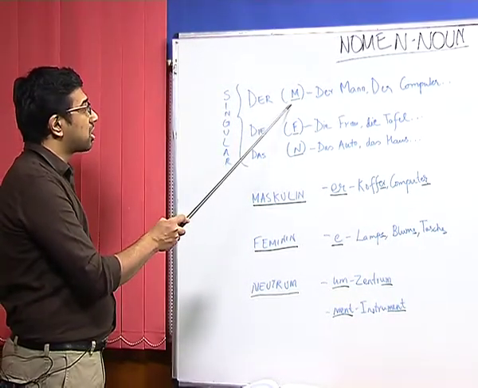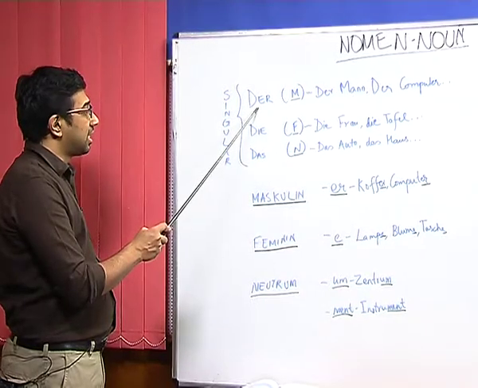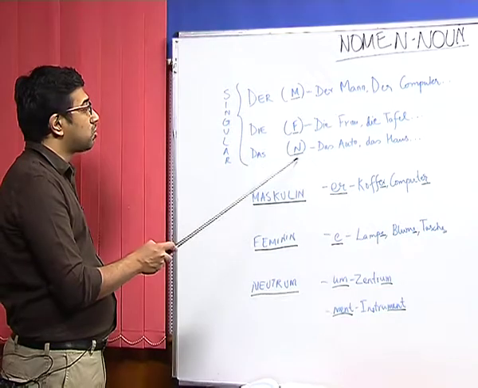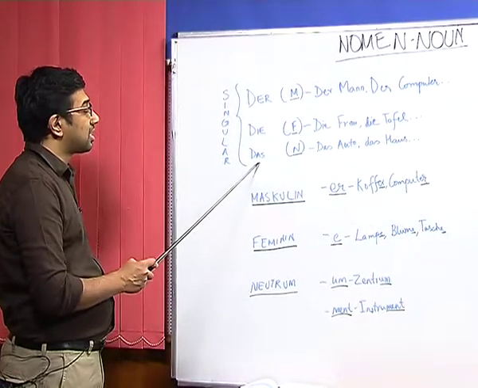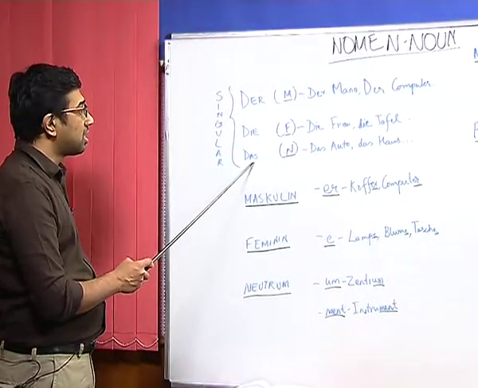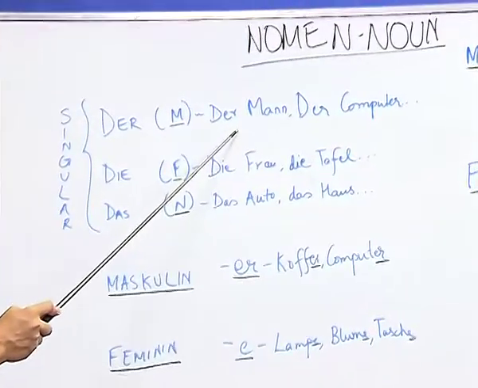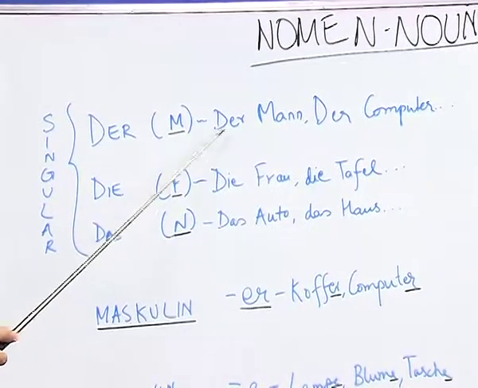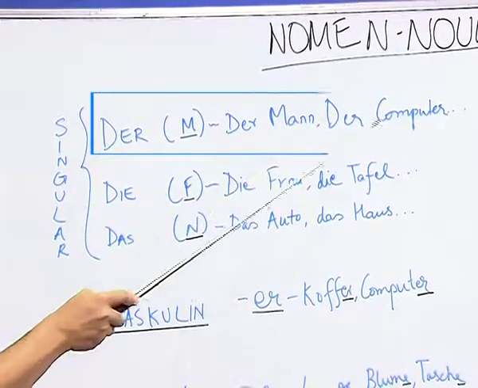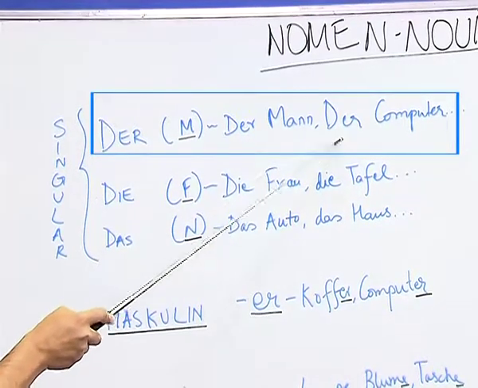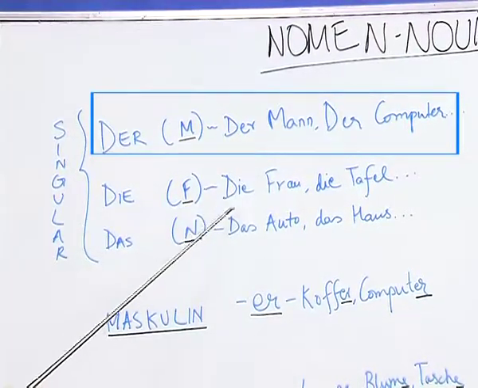So, the masculine gender is marked by the article der, the feminine gender is marked by the article die, and the neuter gender is marked by the article das. And here we have some examples with which you are familiar. For example, nouns like Mann and Computer carry the article der: der Mann, der Computer, etc.